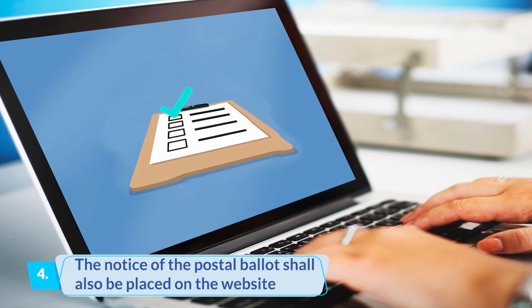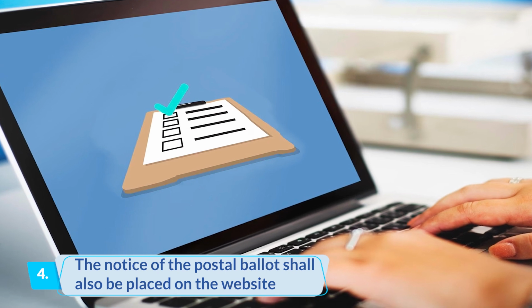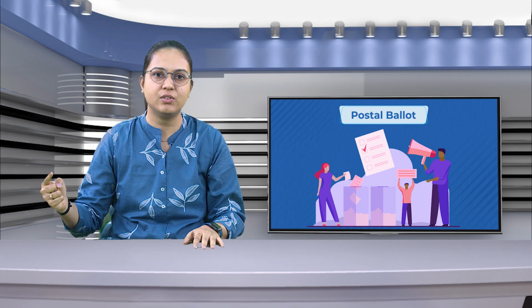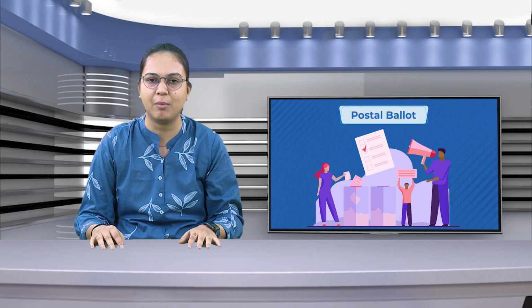Number 4. The notice of the postal ballot shall also be placed on the website of the company forthwith after the notice is sent to the members, and such notice shall remain on such website till the last date for receipt of the postal ballots from the members under Rule 22, Sub Rule 4.